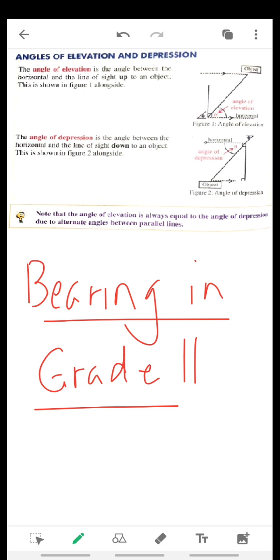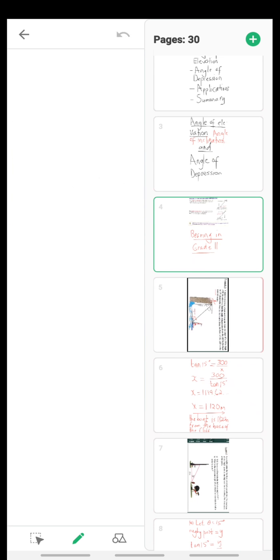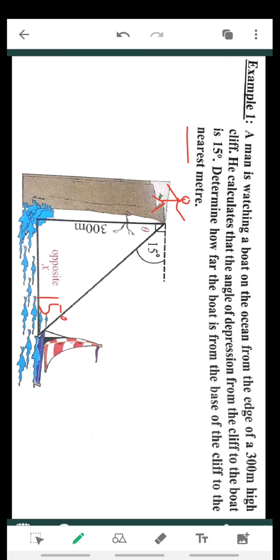All right. Now, having said that, let's go straight to the examples. Okay. Take your time, pause the video, do the example, then compare your solution with the solution that will be provided here in the video. Okay. Now, example 1.